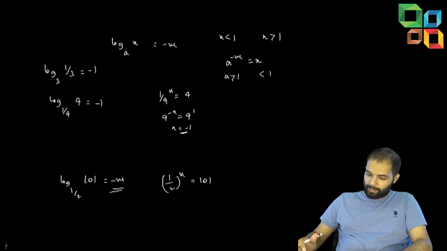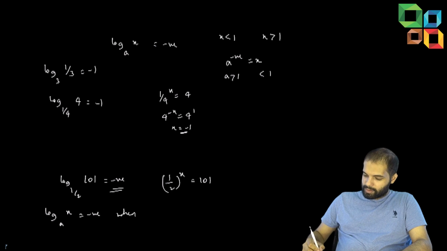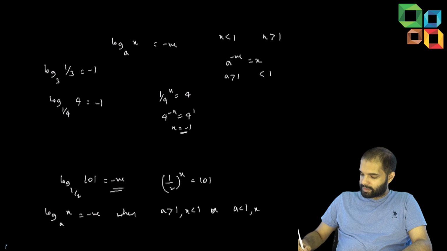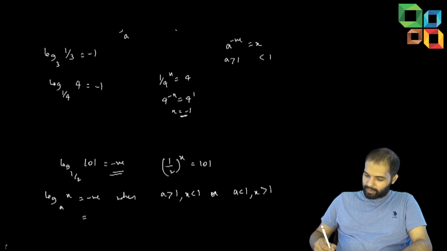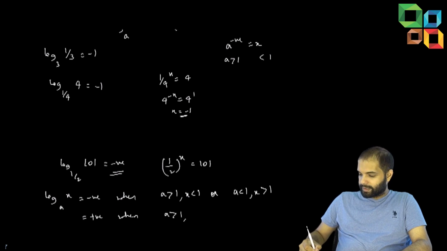So I'm saying log of some x base a is a negative number when a is greater than 1 and x is less than 1, or a is less than 1 and x is greater than 1. I think it's obvious, right? It's positive when a is greater than 1 and x is greater than 1, or a is less than 1 and x is less than 1.